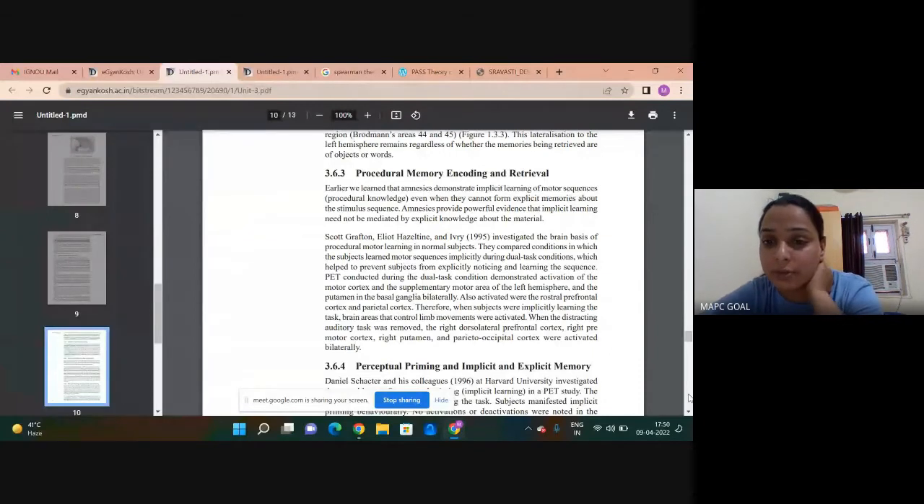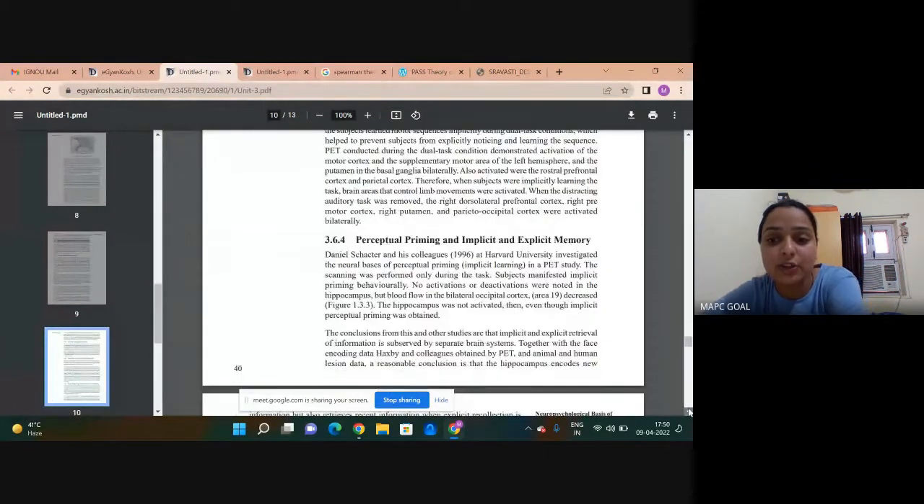Then second is perceptual memory and encoding. So what is perceptual memory and encoding? Procedural, sorry, not perceptual, procedural memory. In 1995, these researchers investigated in which region of the brain our procedural motor learning is stored. It's in the left hemisphere, the motor area. It's not a particular brain part, but the motor area of our brain, governed by the left hemisphere. This is also what they found in their studies. So that is one thing.